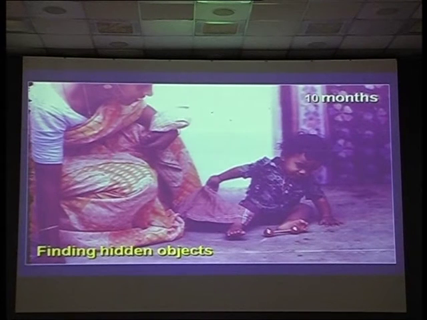Finding the hidden object: a 10-month-old child knows object permanence. The object does not disappear. So the child looks for the object, turning the towel or turning the pillow.